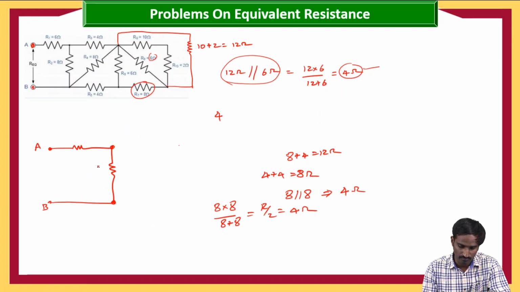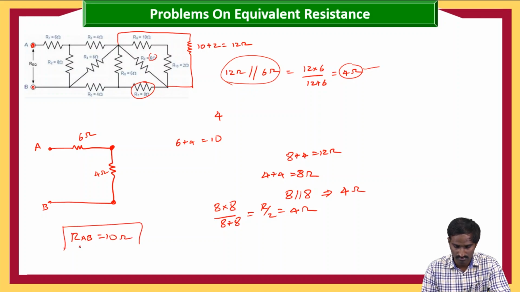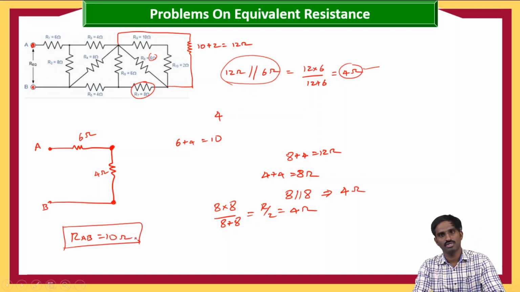So this is then 4 ohms. And again here you will be having 6 ohms. Now these 4 and 6 are in series because having only one common node. So here 6 plus 4, which is equal to 10. Then here the equivalent resistance RAB is equal to 10 ohms. So this is the way to solve the problem.